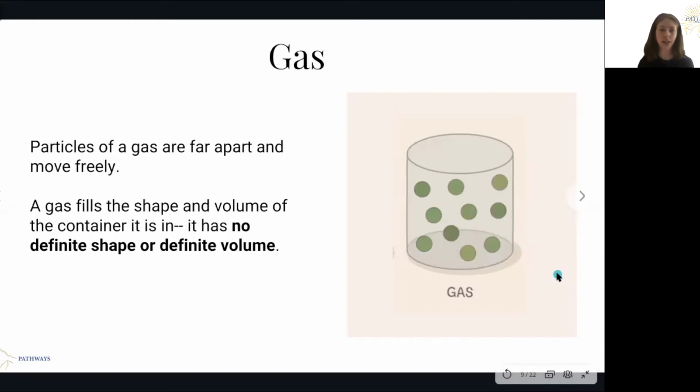And then lastly, we have gases. Particles of a gas are far apart and move freely, as you can see in this picture. They're much less tightly packed than in a solid and even less tightly packed than in a liquid. Gases fill the shape and volume of the container they're in. It has no definite shape or definite volume. In the room you're in, there's actually gas all around you, right? Because it's what we breathe in. You can't see the gas, but it just completely fills the room. So it has no definite shape or definite volume because it'll just fill whatever space it's in.